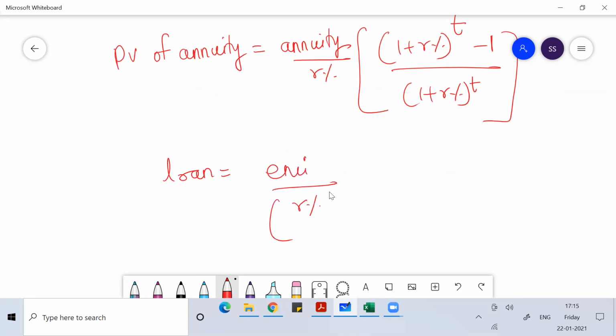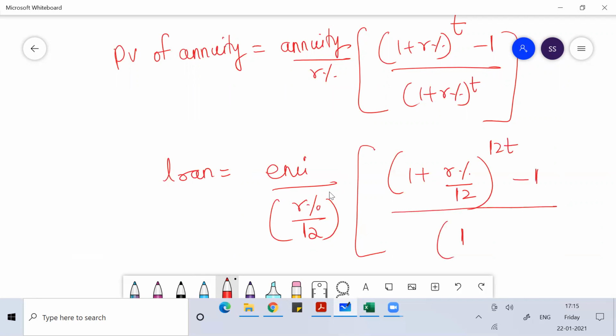Because you're paying per month, your rate of interest would be R percent divided by 12, into 1 plus R percent divided by 12 to the power 12t minus 1, divided by 1 plus R percent divided by 12 to the power 12t. By using this formula, you can find the EMI. Here the loan is 70 lakh rupees, the rate of interest you can take as 13 or 9%, and the time is 15 years. Then you can put everything in the formula and get the answer. That is one way of doing it.